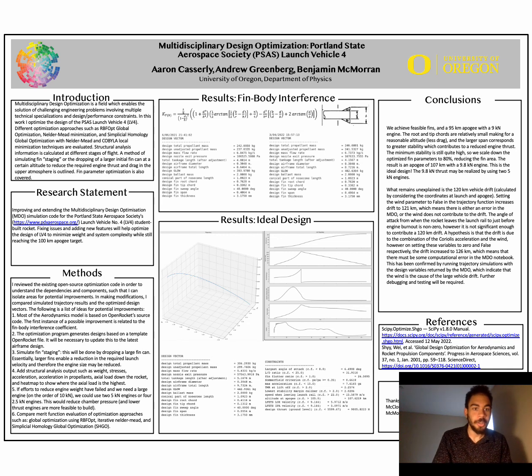And so MDO is a field in which you can solve complex engineering problems involving multiple technical specializations, and also involving multiple design and performance constraints. And this is not the physical side of engineering where you're manifesting something. This is the software and mathematical and physicsy side of engineering where you're finding an optimal design using a computer.